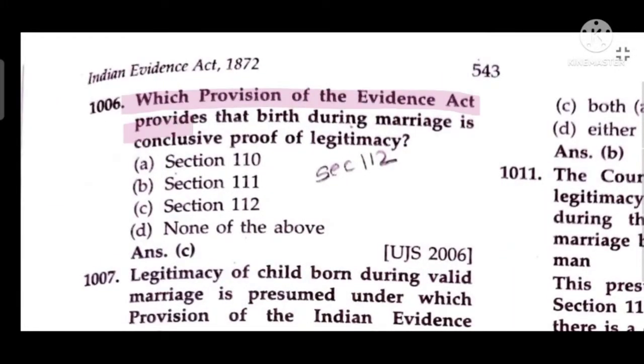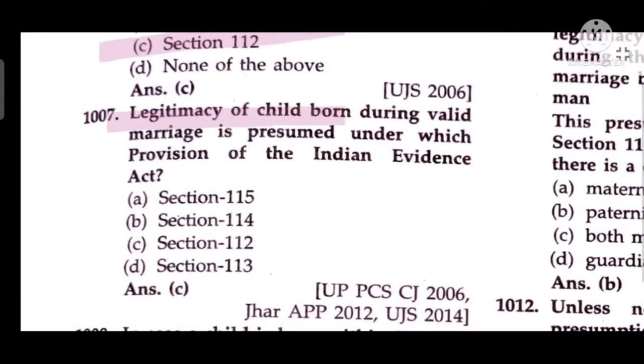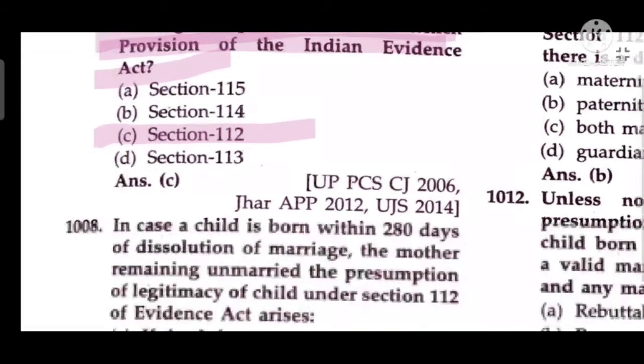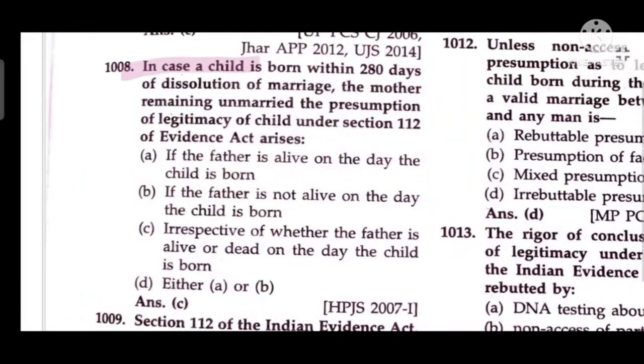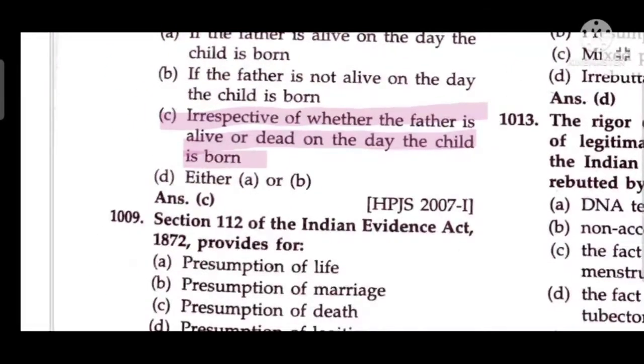Which provision of the Indian Evidence Act provides that birth during marriage is conclusive proof of legitimacy? Section 112. Legitimacy of a child born during a valid marriage is a presumption under which provision of the Indian Evidence Act? Section 112. In a case where a child is born within 280 days of dissolution of marriage and the mother remains unmarried, the presumption of legitimacy of the child under Section 112 arises irrespective of whether the father is alive or dead on the day the child is born.